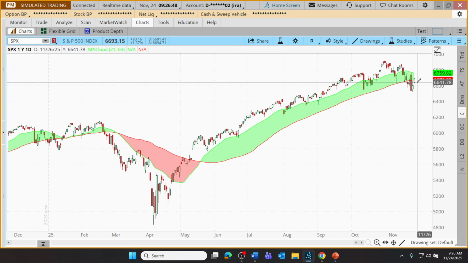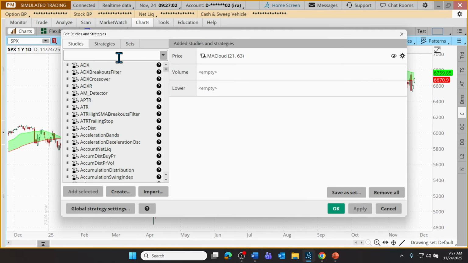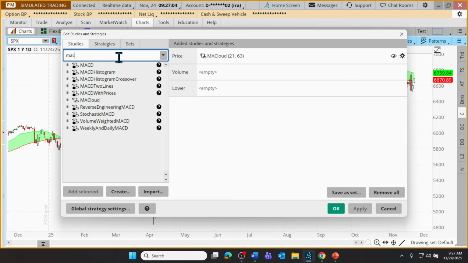So this is just a brief introduction to this indicator known as a moving average cloud. Now, this is actually a custom indicator that needs to be added to the thinkorswim platform, and I've done that on my platform. If I were to go up here and click on my available studies and type in MAC, we can find our moving average cloud there. But if you were to look on yours, it wouldn't exist.